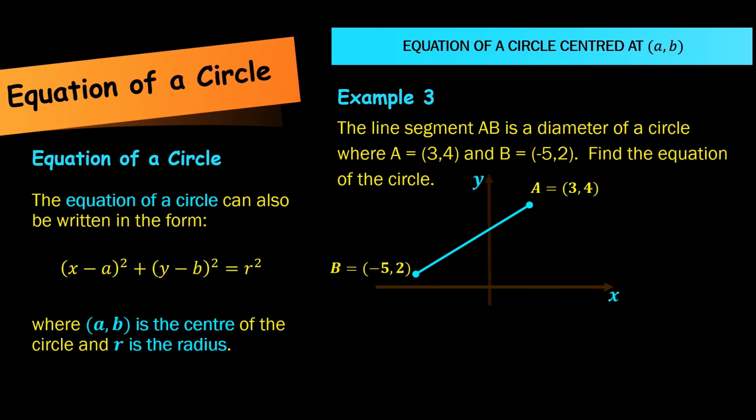Example 3 states that the line segment AB is a diameter of a circle where A equals (3, 4) and B equals (-5, 2). Find the equation of the circle.